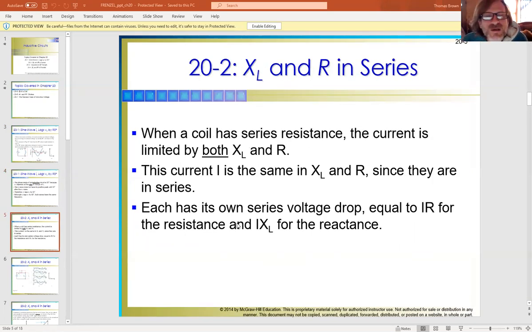Okay. So when we look at the coil and we have series resistance to it, then the current is limited by both the inductive reactance and the resistance. So if you recall from the lab, remember you measured the actual resistance of the coil. And although that resistance is extremely low, that's considered your DC resistance of that.